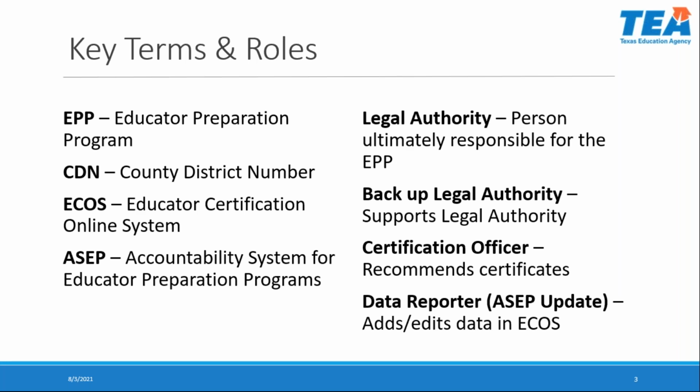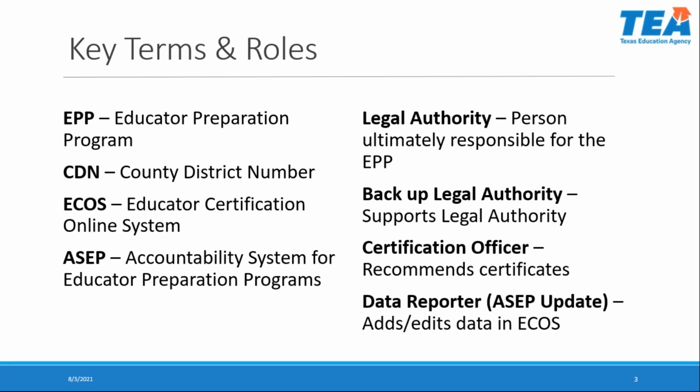ECOS is the Educator Certification Online System which houses the educator data statewide. ASEP is a term for the Accountability System for Educator Preparation Programs and is also a drop-down menu in the ECOS for Entities green screen. This is important because everything under the ASEP menu locks each year and cannot be updated after the lock.